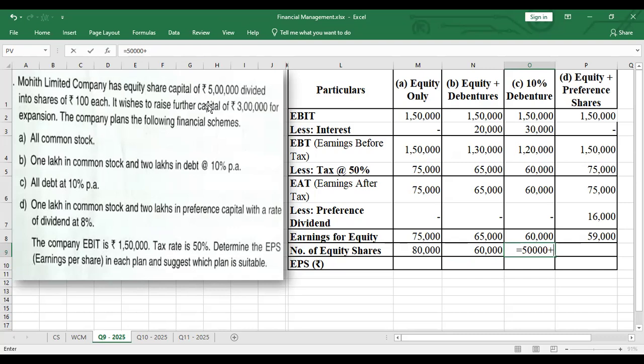Third plan, 50,000 equity plus all debentures. So it remains 50,000 only. Next one, lastly, 50,000 plus 1 lakh common stock, that is 10,000 extra. That is new. That is 60,000. Now we have to divide and we will get the EPS answer. EPS formula is: earning available to equity shareholders divided by number of equity shares.